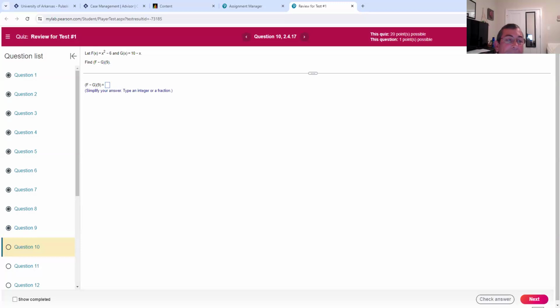So notice, this one is subtraction, but it's giving me a number on it. So let me see what I got. F of x equals x squared minus 6. G of x equals 10 minus x. They want me to find f minus g of 9.